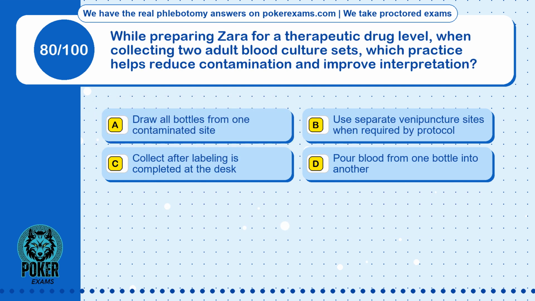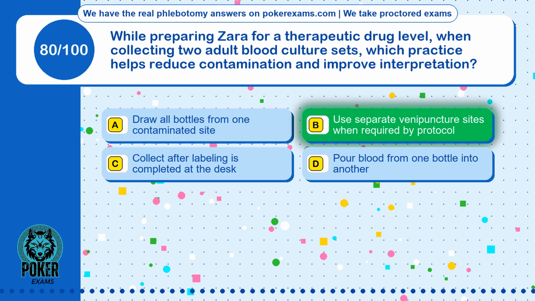Question 80. While preparing Zara for a therapeutic drug level, when collecting 2 adult blood culture sets, which practice helps reduce contamination and improve interpretation? Option A. Draw all bottles from one contaminated site. Option B. Use separate venipuncture sites when required by protocol. Option C. Collect after labeling is completed at the desk. Option D. Pour blood from one bottle into another.